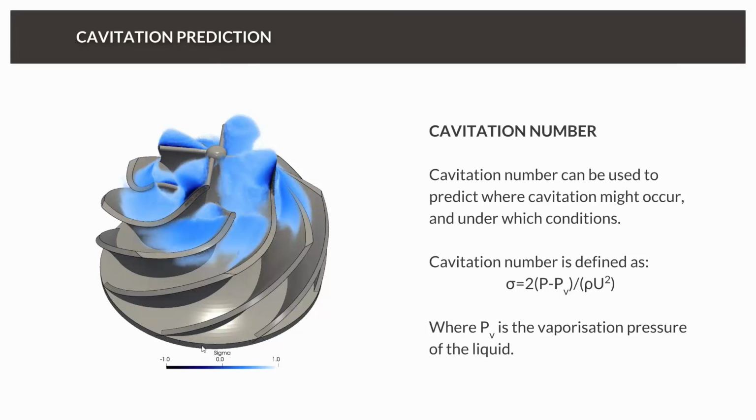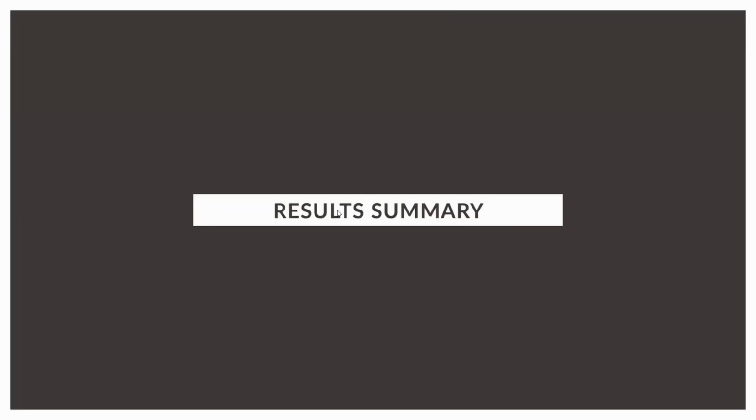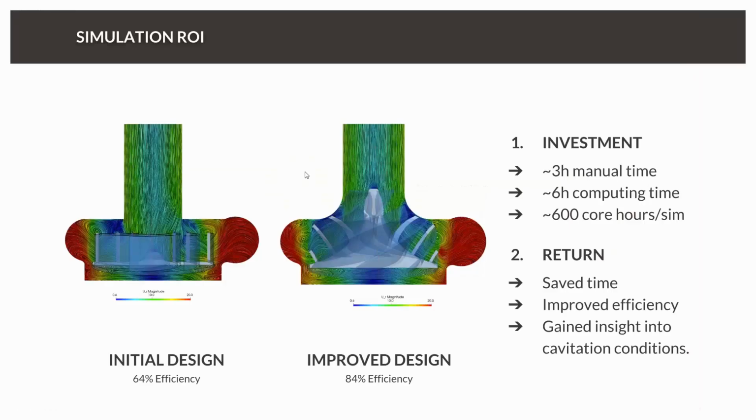And for example, now we can visualize areas with a high risk of cavitation, like for example the upper part of the impeller. And in this case, we assume the water to be at 10 degrees Celsius, and therefore the max cavitation number is under 0.7, which is a good identifier for cavitation, and this is something you also need to work on.